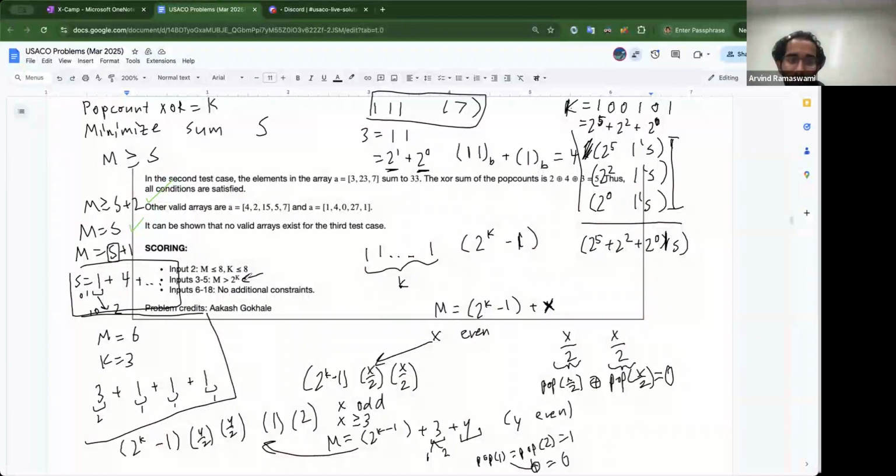I'll just summarize. Considering subtask 2 is very helpful, in my opinion, to be able to solve the problem, because you can express it as 2 to the K minus 1 plus X, and there are some cases to handle. And then for the final subtask, we just want to consider how to get pop count XOR equal to K with a smaller sum, and you can do that by breaking K into powers of 2. So that's the solution for the first problem.